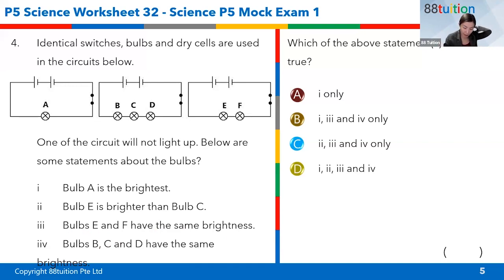So long as they are in the series circuit, okay, they share, right? They share the electric current. So they will light up to be the same brightness because they are all identical. Okay? Then for E and F, also have their own same brightness. So this is also true.